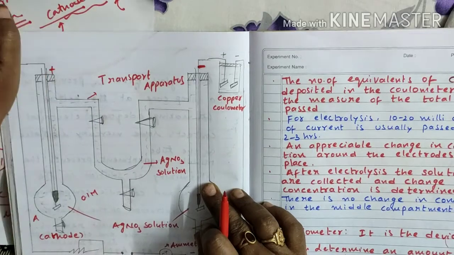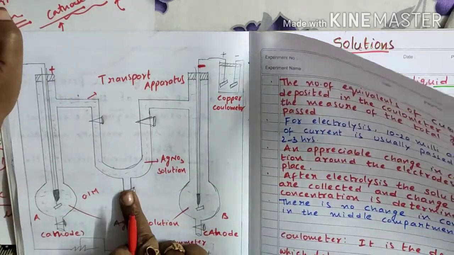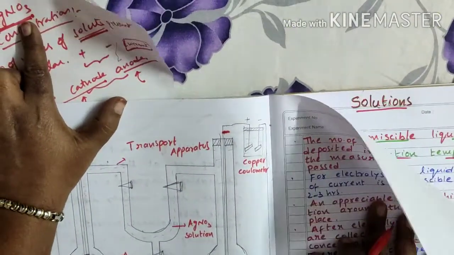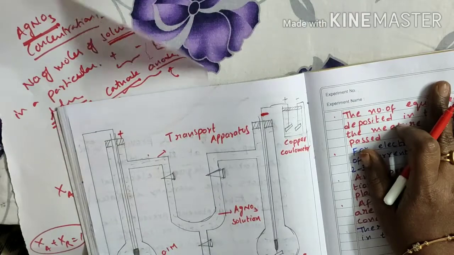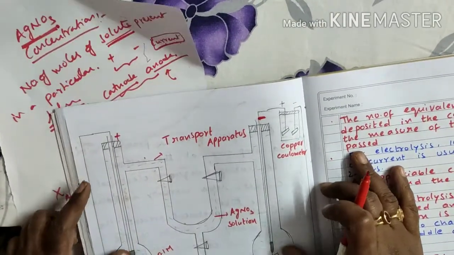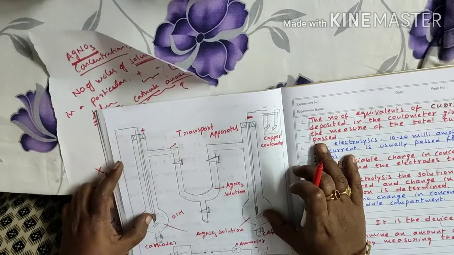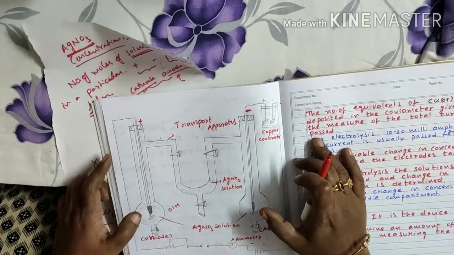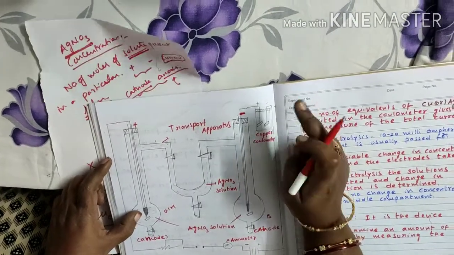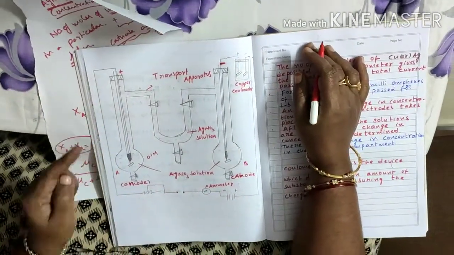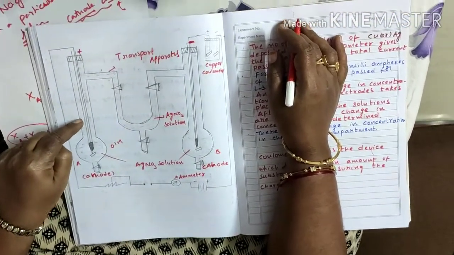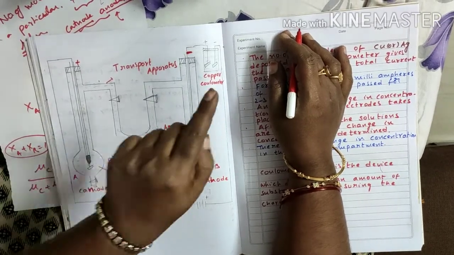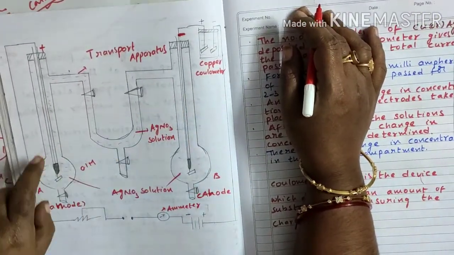So here we prepared a silver nitrate solution, and the solute is silver nitrate. In the vertical columns we dipped the electrodes and passed electricity. So these ions are transferred from the vertical compartments to the coulometer. That is the first evidence. When we titrated the solution with ammonium thiocyanate, there is a change in the concentration of silver nitrate. That means some of the ions are transferred to the copper coulometer. That is the first evidence.